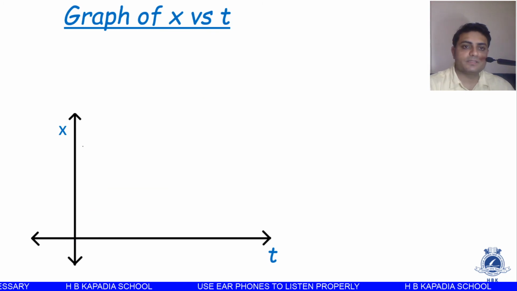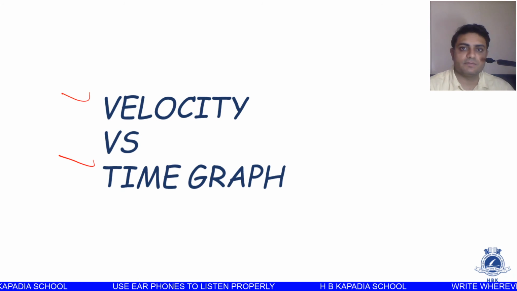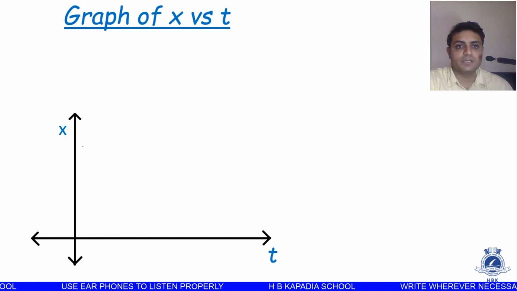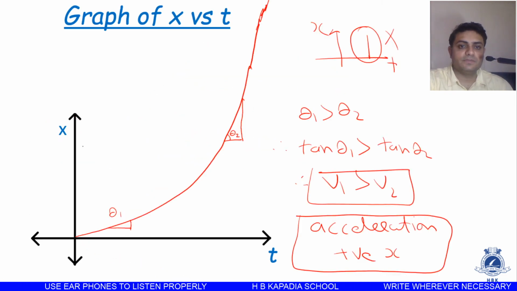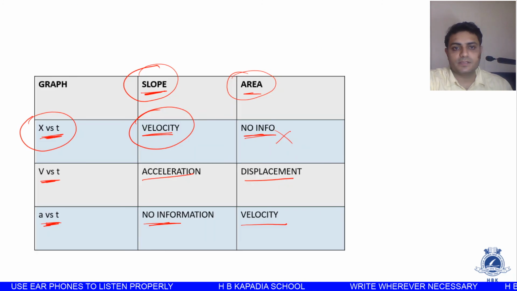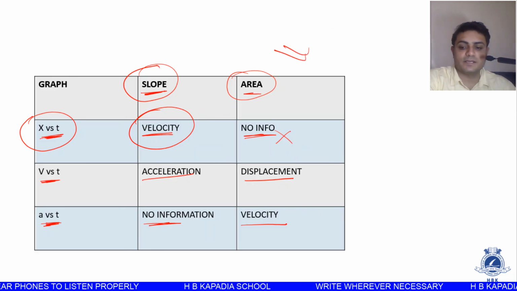I hope these examples are more than enough for you people to understand the graph of x versus t. So let us proceed to the velocity versus time graph. We'll see the graph of velocity versus time. See, this graph is very important because it gives the maximum information. I have told you in the first slide itself, I will suggest you should write this thing right now, so that when I am teaching the graph you will be able to understand better.